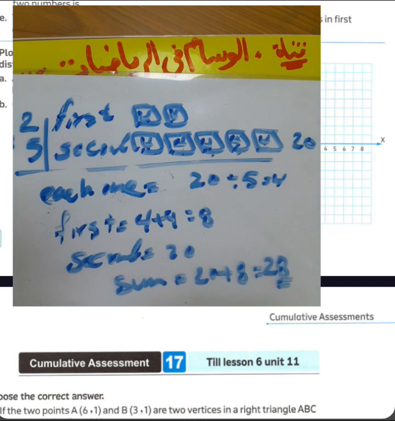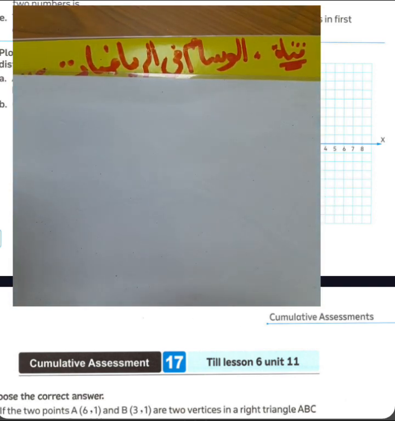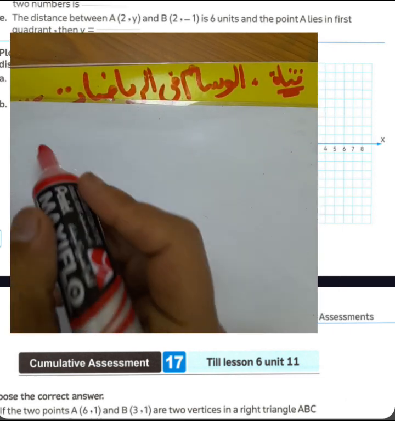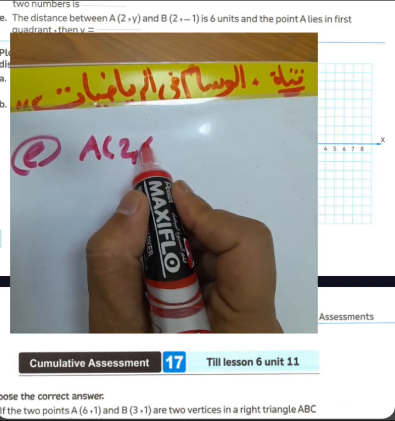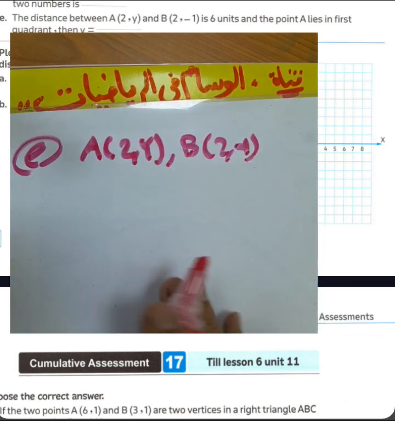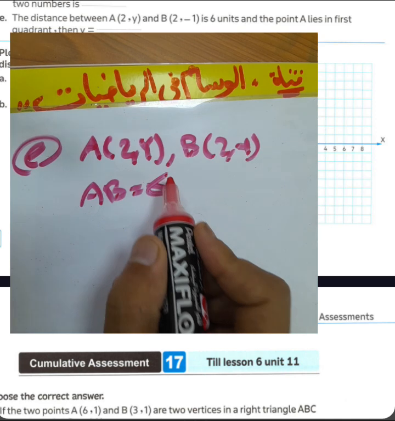Okay, this is the result of the question. The result will be 28. Next question, letter E. The distance between 2 points, point A, 2 and y, and point B, 2 and negative 1, is 6. He gives us the distance between them, AB equals 6.